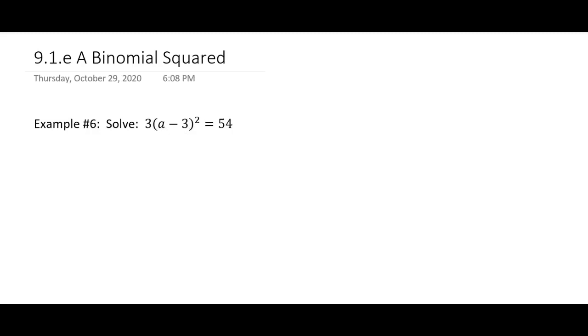We're not going to multiply it out or anything. We just want to get it by itself. So the first thing is we've got to get rid of this 3 right there. Divide by 3 on both sides. Okay, then that gives me a minus 3, that binomial squared, equals, and then how many times does 3 go into 54? 18?